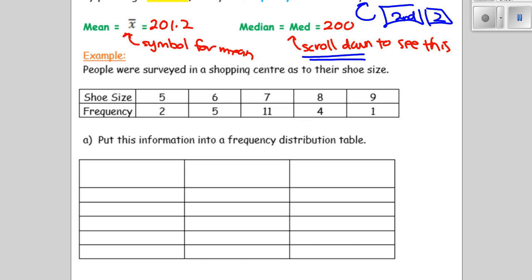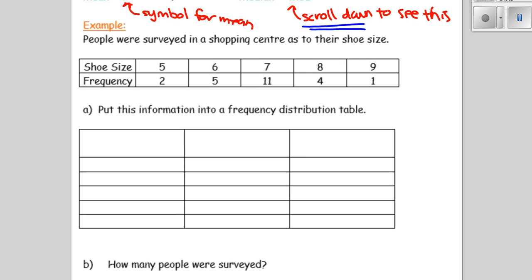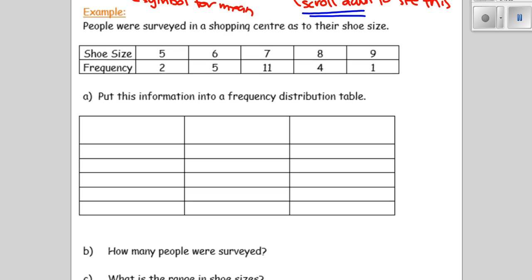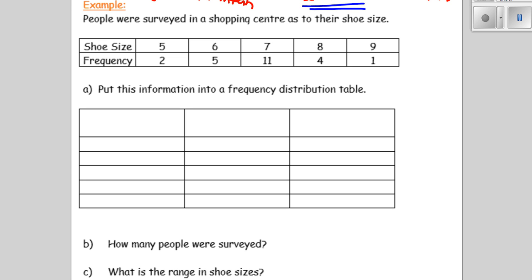So people were surveyed in a shopping centre as to their shoe size. Put this into a frequency distribution table. Again, I think it's helpful for an IA, because in an IA you need to make a table of some kind, and some people aren't sure how to make a table. What would I put in my first column? Your shoe size: 5, 6, 7, 8, 9. What would I put in my second column? Frequency.